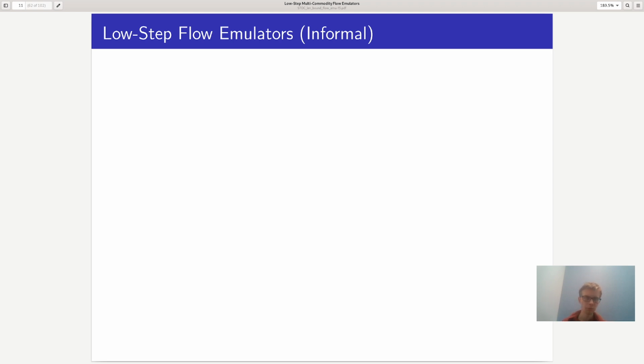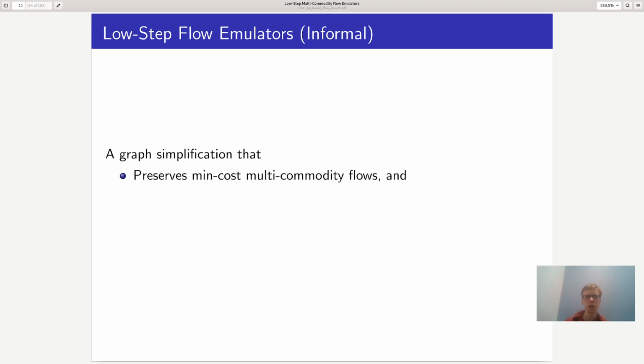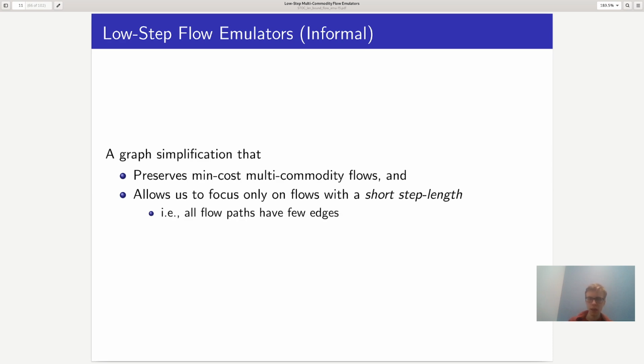So now, informally, low-step mean cost multi-commodity flow emulators are a graph simplification that preserves all mean cost multi-commodity flows. However, it also guarantees that there exists a mean cost multi-commodity flow routing the same demand with very short step lengths. And again, this means that all flow paths have very few edges. This turns out to be extremely algorithmically useful.